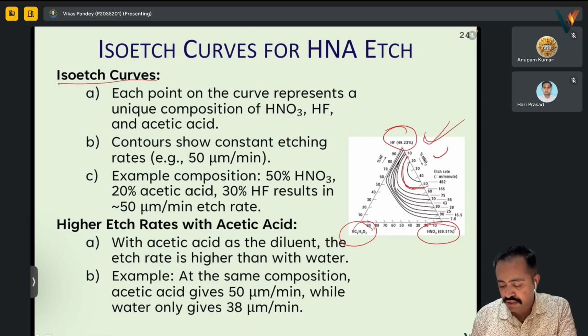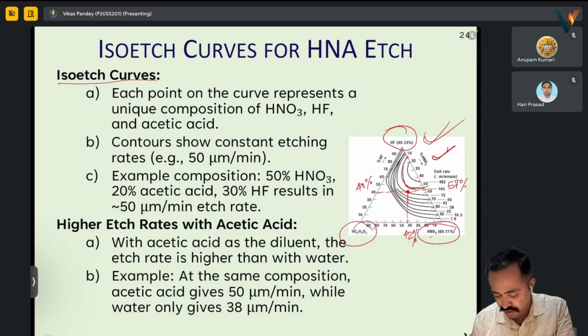So this is the composition of HNO3. If you are taking this point, you will see that this is 40% composition of HF. This is something like 42% of HNO3, and this corresponds to 57% of, sorry, acetic acid. This is acetic acid, and 57% of HNO3. So if we are going for the combination of these, we will get this contour. The same rate we can achieve when we are here, at this combination.